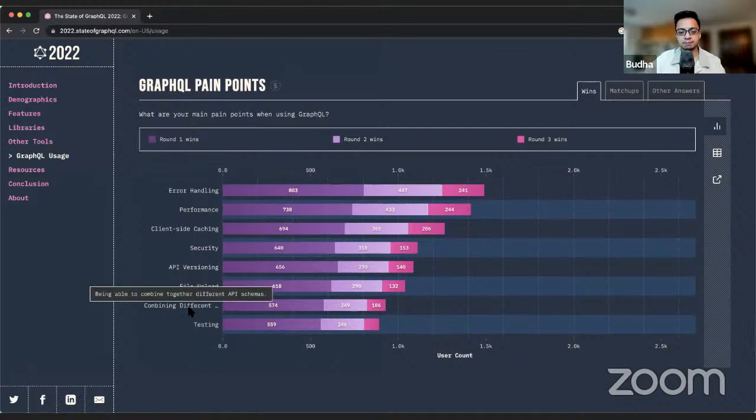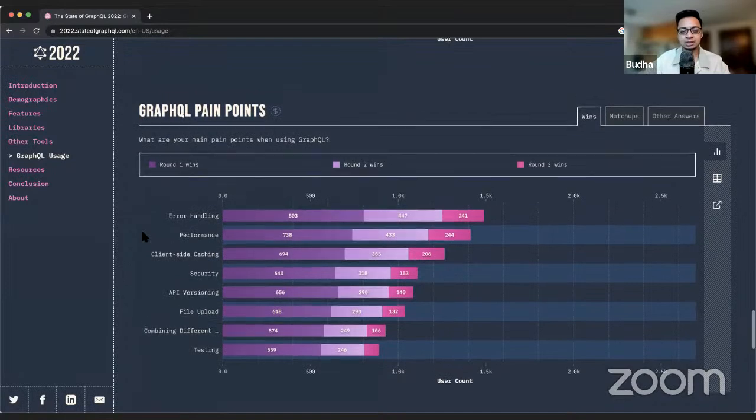Barring combining different API schemas, some of the usual suspects here, of course: error handling, performance, client-side caching, security, the usual suspects when it comes to GraphQL. There's always this little debate in my head, at least when it comes to error handling, because I know this comes up quite a lot: if there are issues at the schema level, the data level, or the query level, you don't really get the right response because your HTTP is still telling you it's a 200 status okay in a lot of cases.